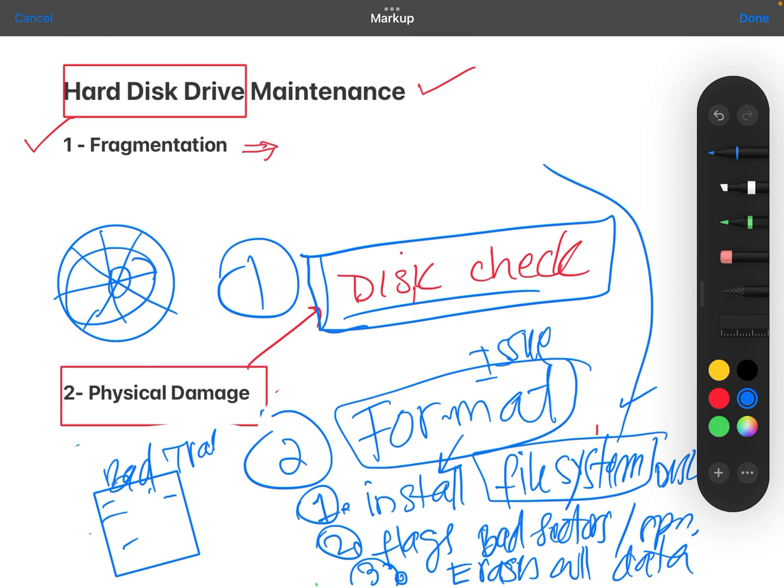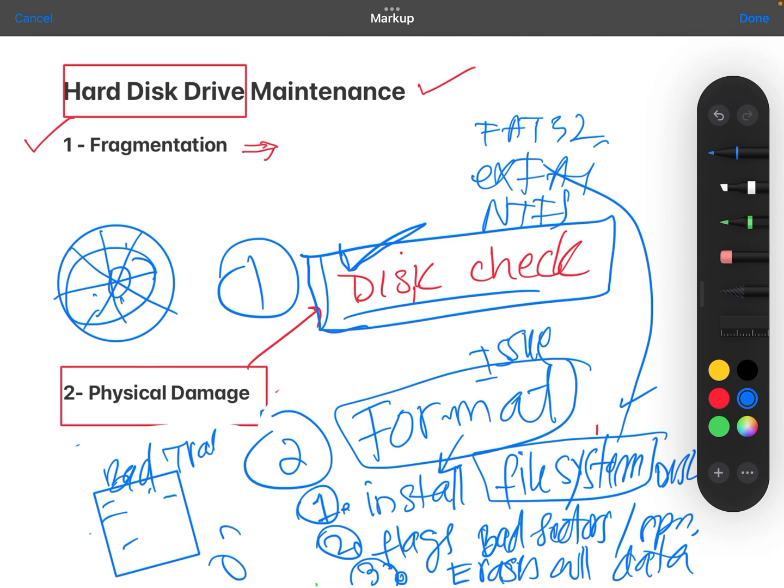It installs a file system like FAT32 or exFAT or NTFS or something like that. It really creates these blocks and sectors, the file system. Secondly, it flags the bad spots on the disk, telling the operating system, hey, these are bad spots, do not write on those. And thirdly, it erases all data on it. So if your disk is getting old and developing bad spots, maybe this is the only option you have. Again, if you already have data, remember this for the question.